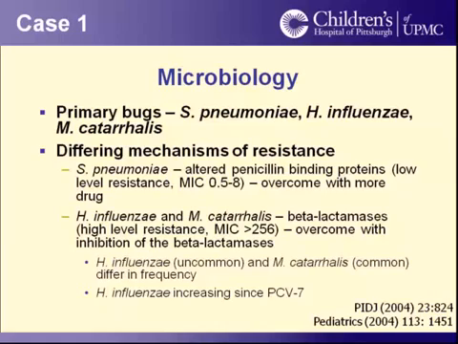Whereas with Haemophilus influenzae and Moraxella catarrhalis, the production of a beta-lactamase raises the MIC unacceptably high, and we really can only overcome this with inhibition of the beta-lactamase. And while Haemophilus influenzae is uncommon in its beta-lactamase production, it is becoming more frequent, and Haemophilus influenzae overall is the increasing cause of ear disease since the introduction of PCV7 and then PCV13.